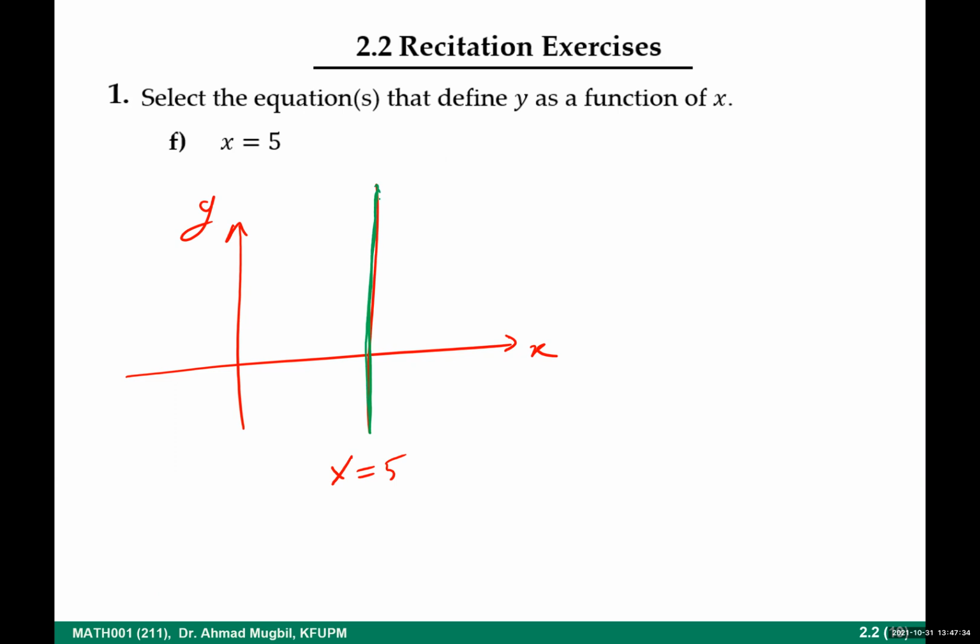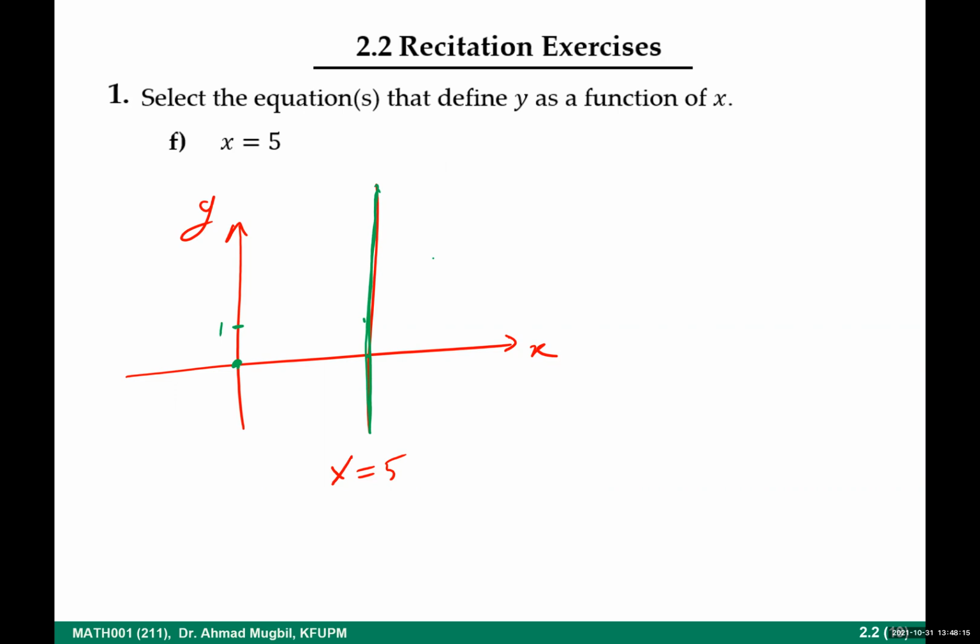So here, what does this equation say? It says for any y, we have only 1 x. When y is 0, x is 5. When y is 1, x is 5, and so on. So here this is not a function, and we can generalize this: the equation of any vertical line does not represent y as a function of x. Okay? Excellent. What about the horizontal line?